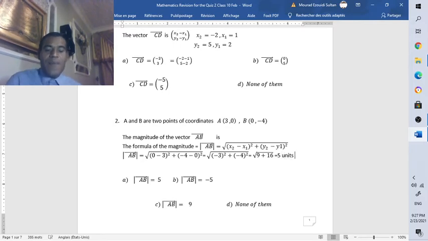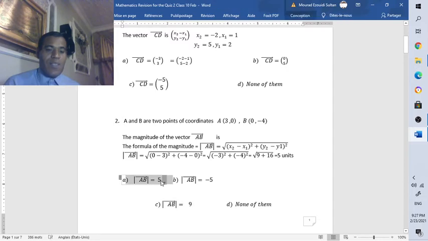Okay, and here, my learners, you can see that you have some multiple choice. Not a lot of them are correct, and not one or two are correct, just one single answer which is correct, which is A. The magnitude of AB, in fact, is 5 units. Why? Because the square root of 25 is 5.